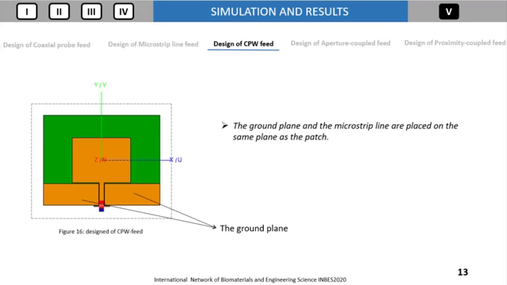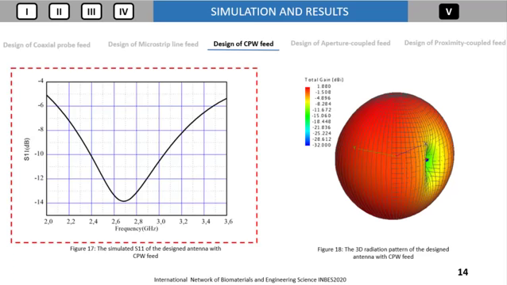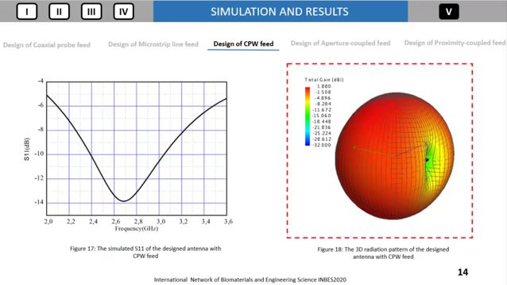In the CPW feed, the ground plane and the microstrip line are placed on the same plane as the patch. The S11 acquired by this technique is presented in figure 17. We observe that the resonant frequency is 2.68 GHz, 21% higher than 2.45 GHz, with a reflection coefficient of minus 13.84 dB. And figure 18 shows the 3D radiation pattern of the antenna. The gain is omnidirectional and the maximum simulated gain is 1.88 dB.